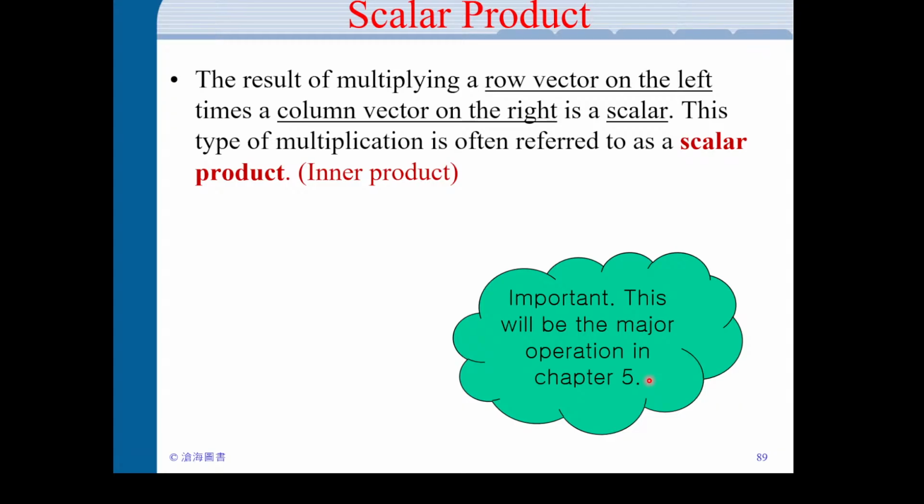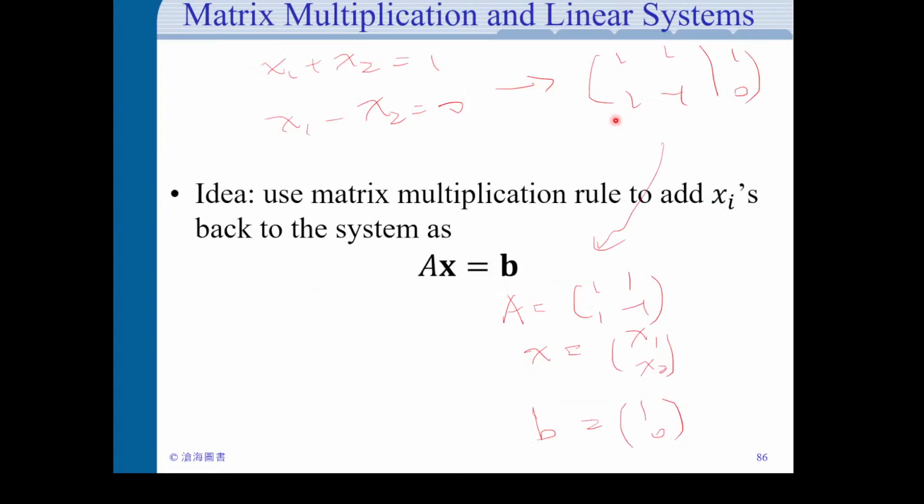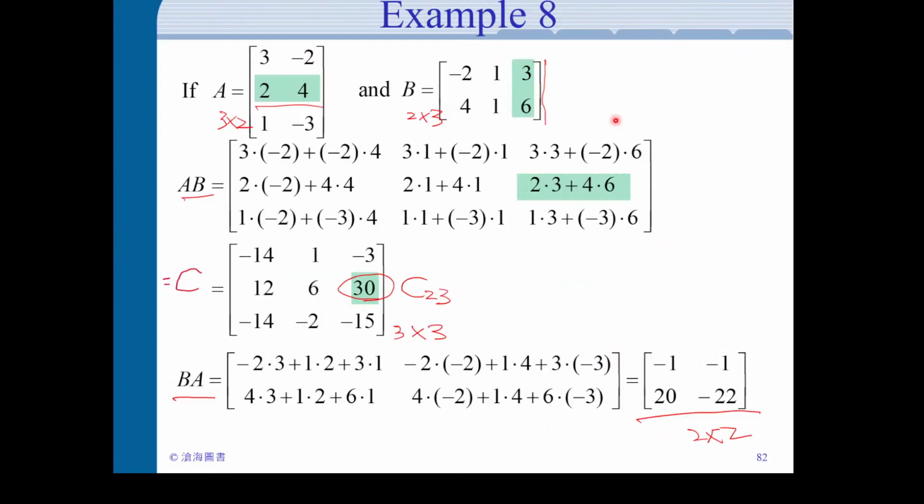That's a scalar product. Okay. So scalar product is something we already seen before. It's matrix multiplication of a row vector with a column vector. And we see that this always gives us a scalar.